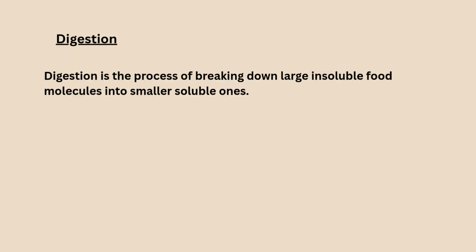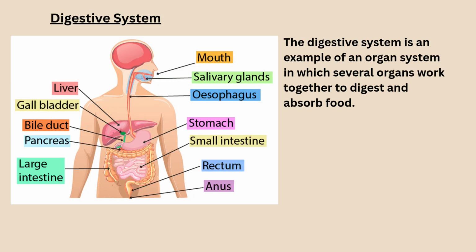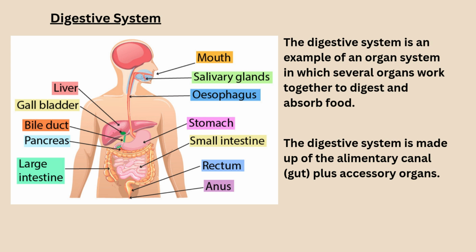Digestion is the process of breaking down large insoluble food molecules into smaller soluble ones. Following digestion, the broken down nutrients are absorbed into the blood using villi, which are in the small intestine. The digestive system is an example of an organ system in which several organs work together to digest and absorb food. The digestive system is made up of the alimentary canal, which is known as the gut, plus accessory organs.